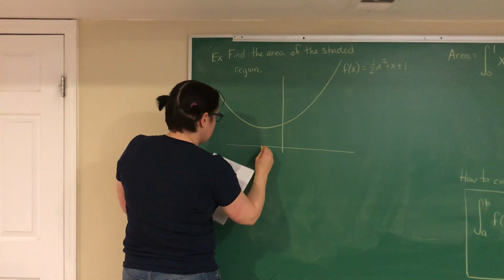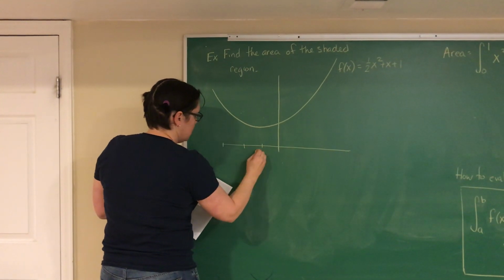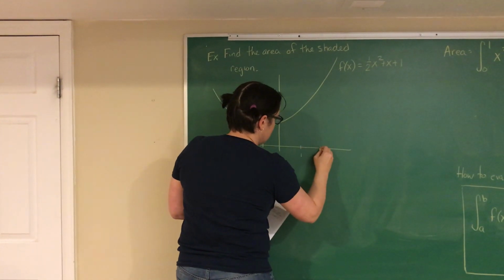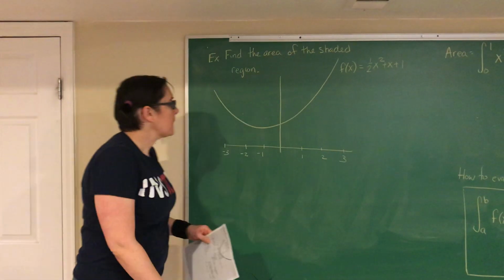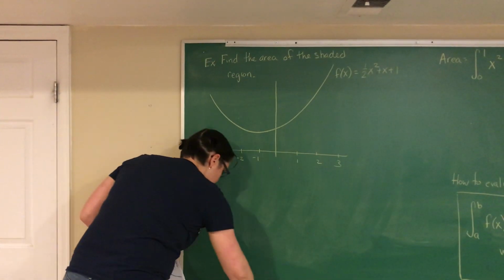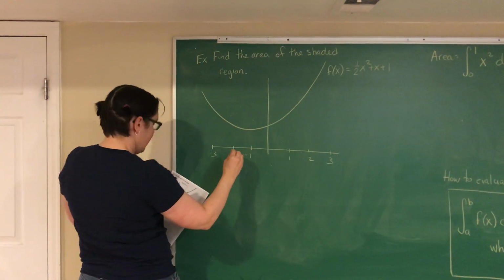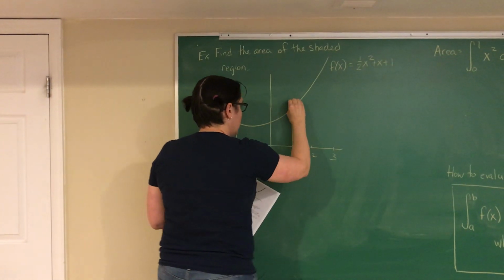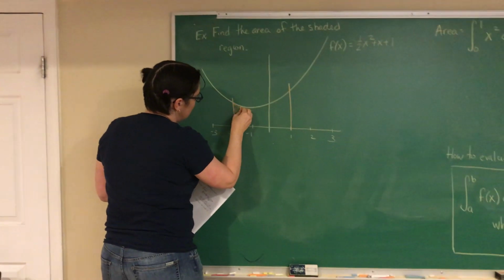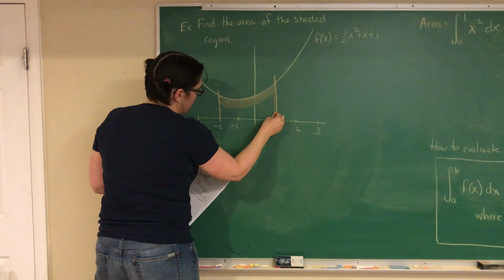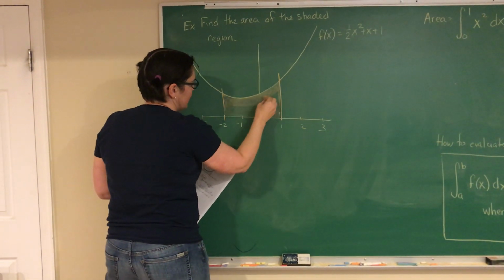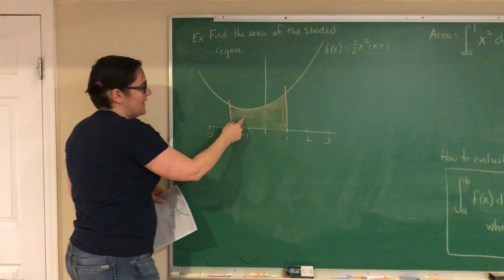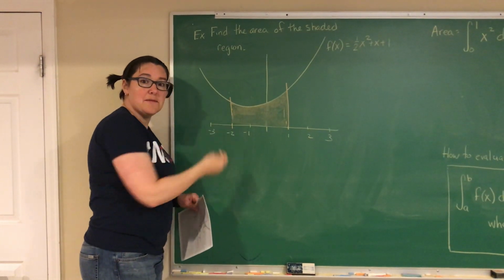And then we also are given some marks on here. So we have -1, -2, and -3, and on the other side we have 1, 2, 3. We also have a vertical line at x equals -2 and a vertical line at x equals 1. And the region that is shaded is the region under our graph and above the x-axis between x equals -2 and x equals 1. So we want to find this area right here. We want to find a value for that area.